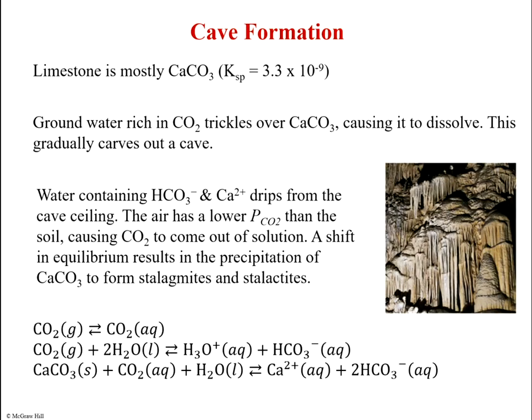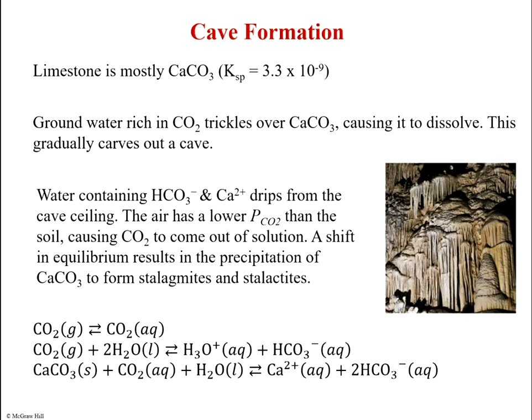This is very important in thinking about cave formation. Limestone is mostly composed of calcium carbonate. Dolomitic limestone will have some magnesium, and there can be small amounts of other metals present. Calcium carbonate is a sparingly soluble solid with a KSP of 3.3 times 10 to the minus 9. When groundwater, that is water under the ground, which is rich in carbon dioxide, which you know is an acid, trickles over calcium carbonate, it causes it to dissolve. And when this occurs over centuries and millennia, this can gradually carve out a cave.